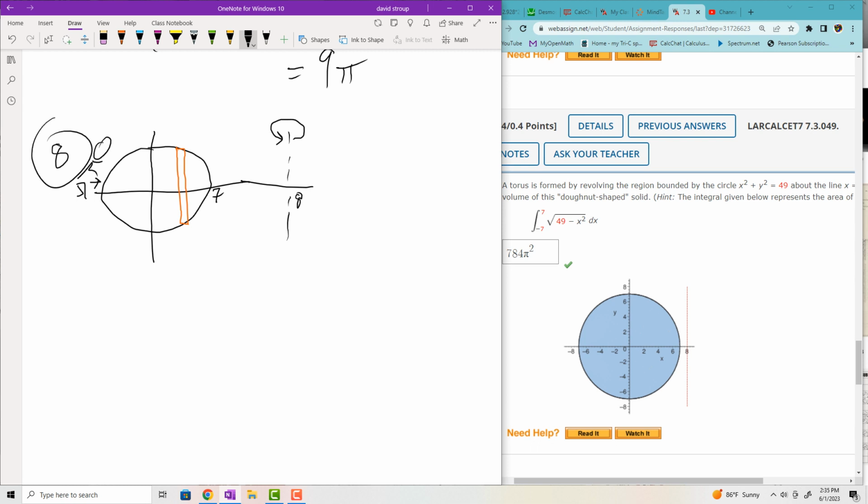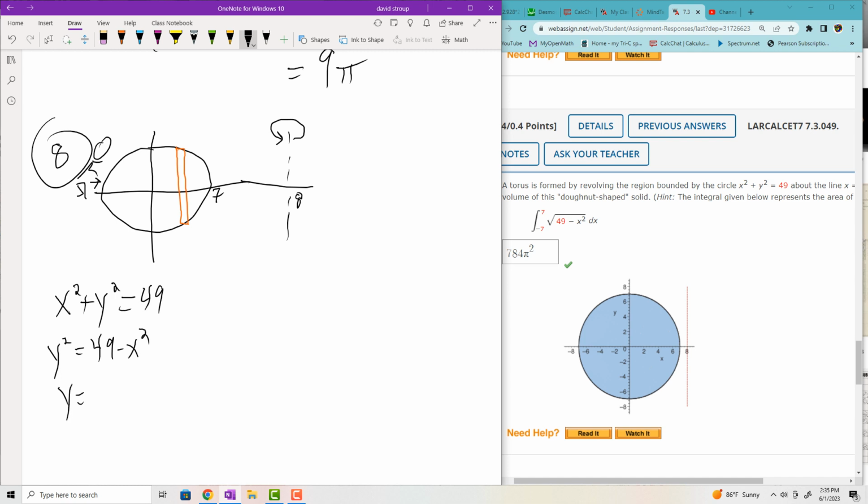Okay. So I need a function to describe the height of that rectangle, and so the function that just plainly describes that circle is this. It's not a function, but implicitly it's x squared plus y squared is 49. Okay. And then we're going to solve for y to get our function.